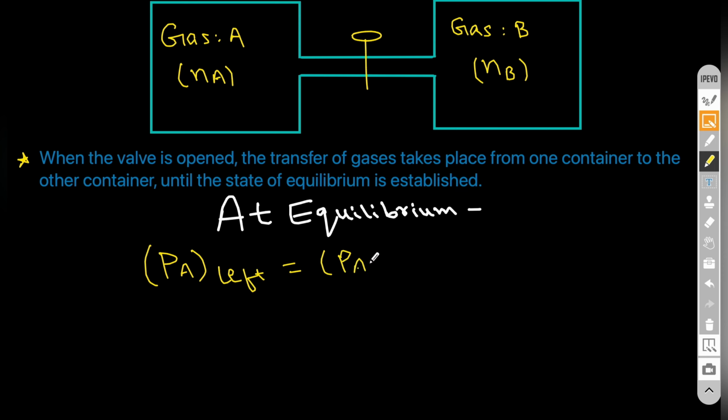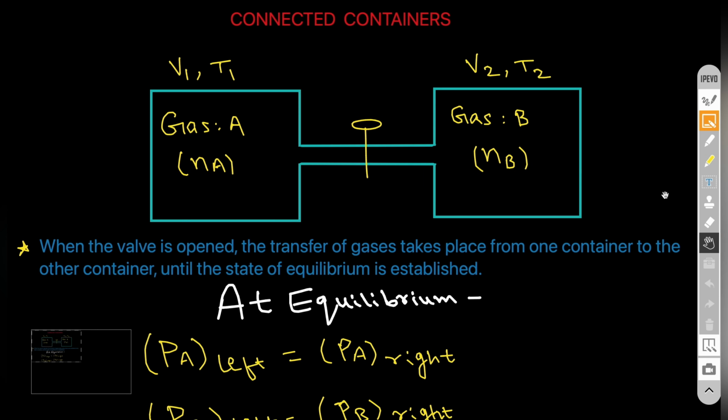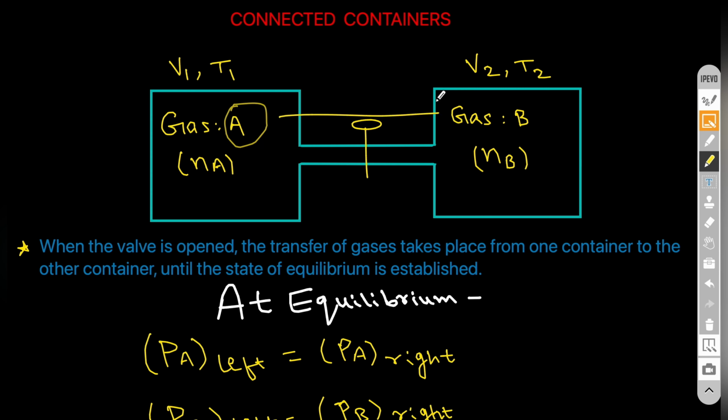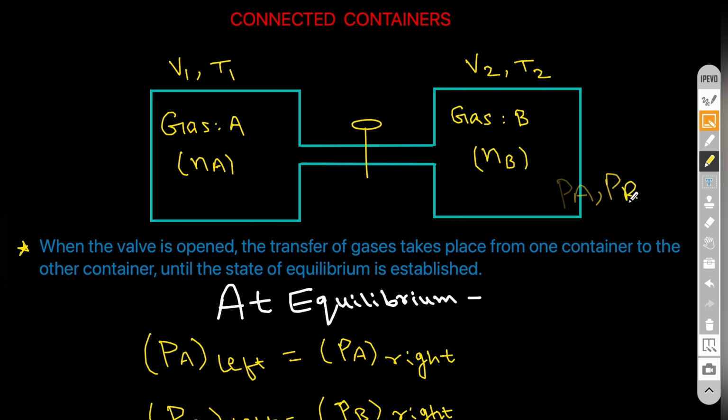At equilibrium, we will write that the pressure of gas A in the left part should be equal to the pressure of gas A in the right part. Similarly, the pressure of gas B in the left container should be equal to the pressure of gas B in the right container. Here gas A will move from left to right, and gas B will move from right to left. So both of these gases will be present in the left as well as the right container. Here we will have PA as well as PB. Similarly, here we have PA as well as PB. P represents the pressure.